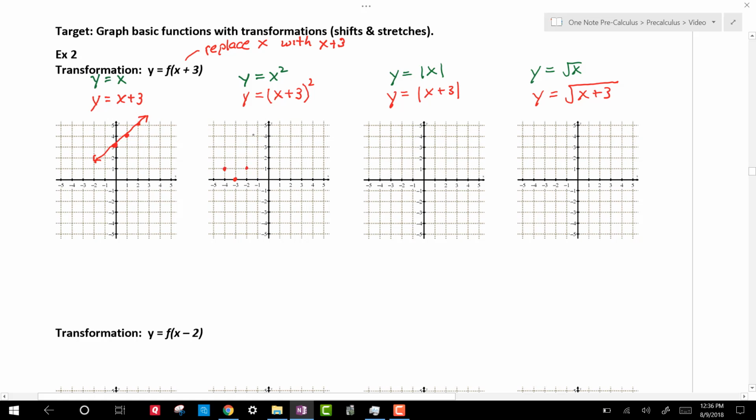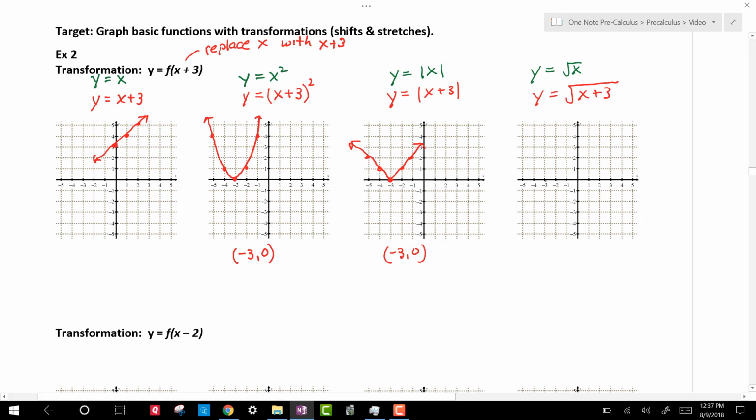So again, if you know where that parent function is, all you've got to do is take that parent function and shift all of your points 3 units to the left. All right, so you can always peek back at some of the other ones. So this guy has a vertex at -3, 0. This guy starts over here at -3, goes up 1 over 1, up 1 over 1. Nice little V graph here. This guy also has a vertex at -3, 0.